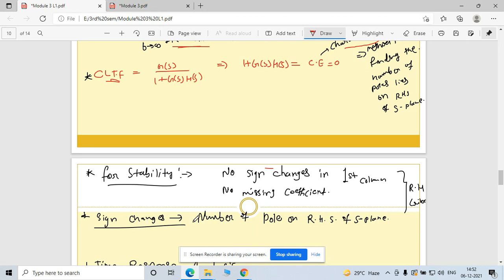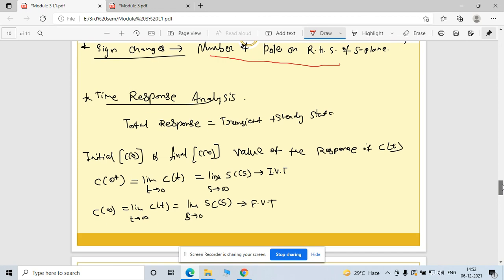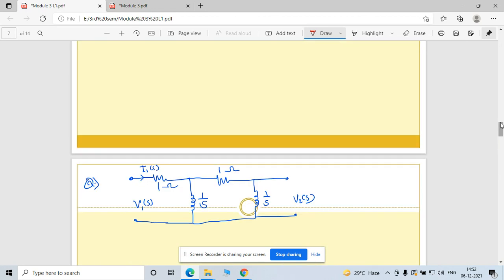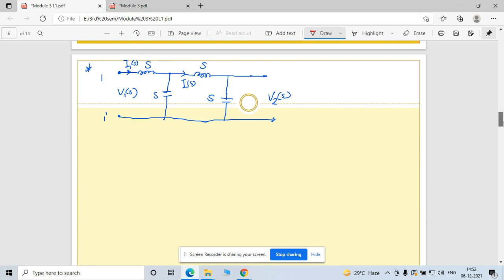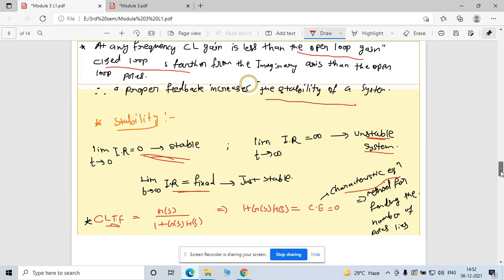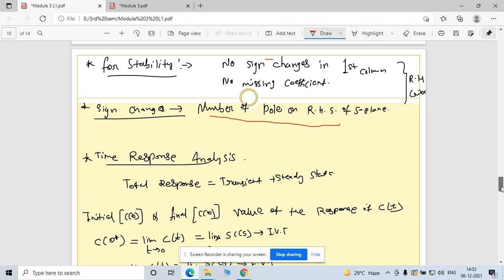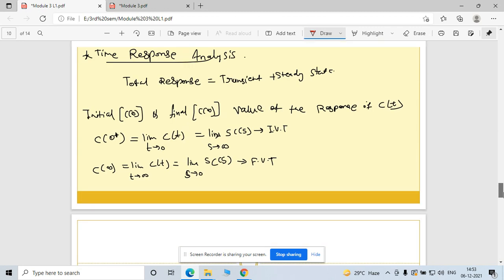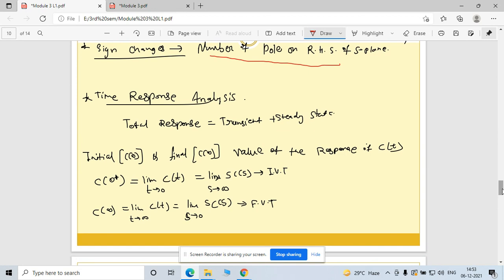Now, the second thing is sign change. What does a sign change represent? The number of sign changes represents the number of your poles on the right-hand side of the S plane. So that's it about poles and stability, and how to comment on whether the system is stable or not. And one more thing: you can also use the final value theorem for final time response analysis.